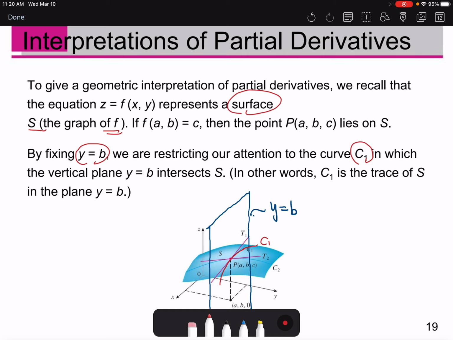So on this plane, there's a tangent line right here called T1. And we'll look at the slope of the tangent line at that point, the rate of change.